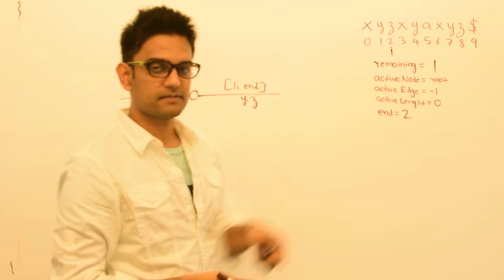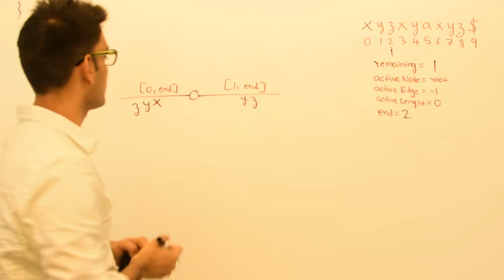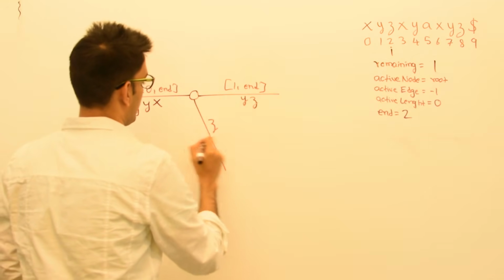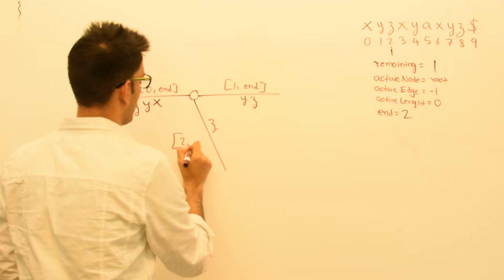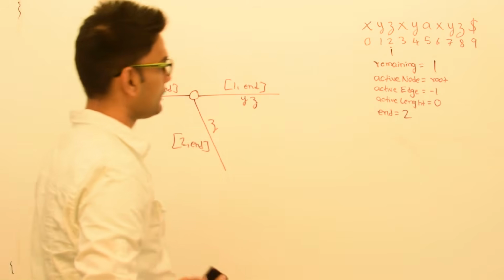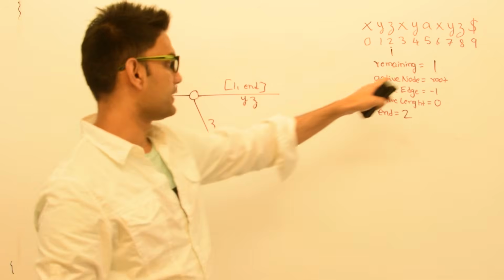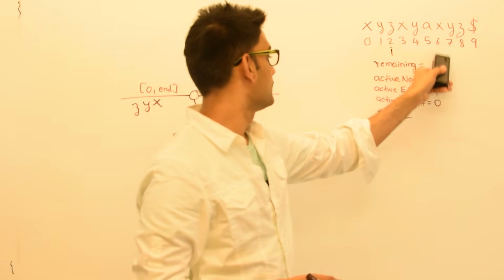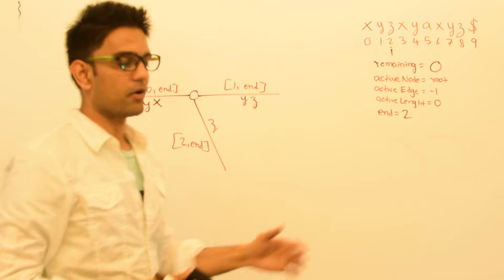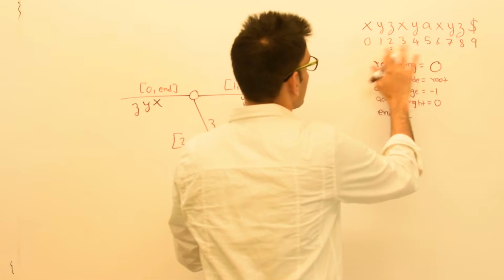Then since the active length is 0, we check is there a path from root starting with z. So there is none. So we create one, and it's really 2 to end. Since we created a leaf edge, we'll decrement our remaining by 1. So remaining becomes 0. And since remaining is 0, we break out of the while loop and start the next phase. So i becomes 3.